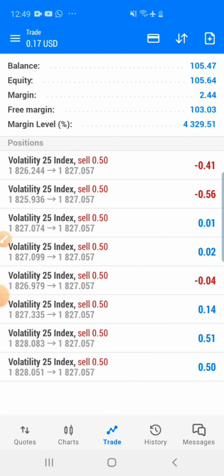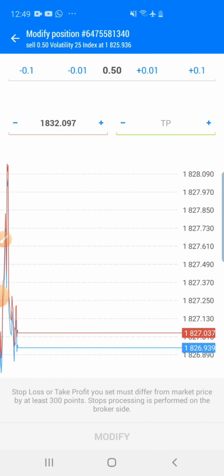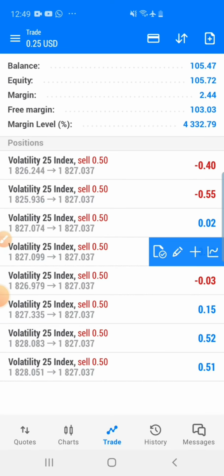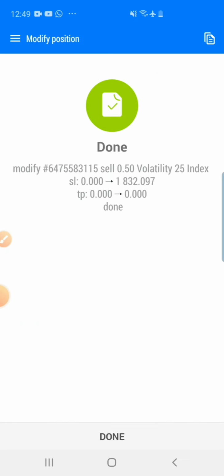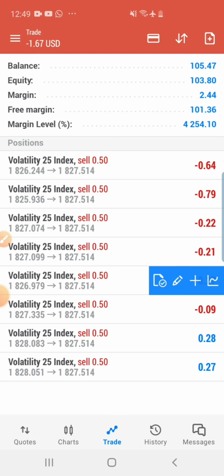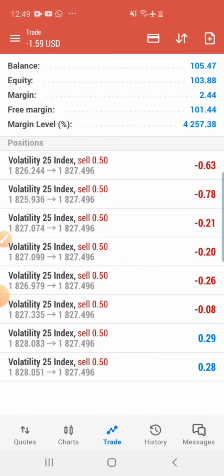So I just want to make sure that all of my stop losses are set. That is exactly what I'm doing, making sure I have everything in place. Okay, you can see this one. So whenever you are trading this way, always check your stop loss. Make sure you check your stop loss.